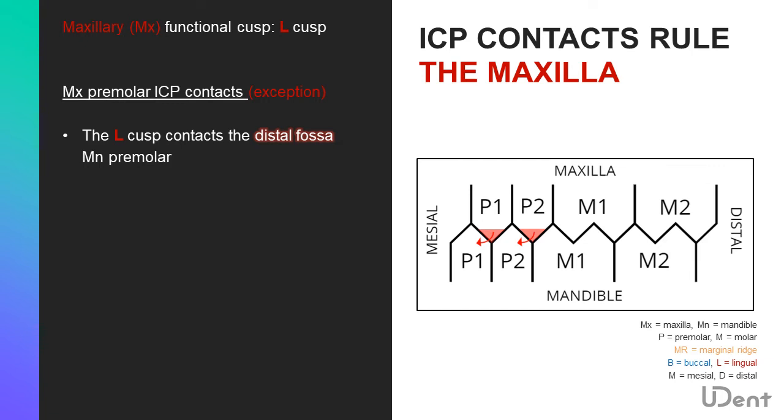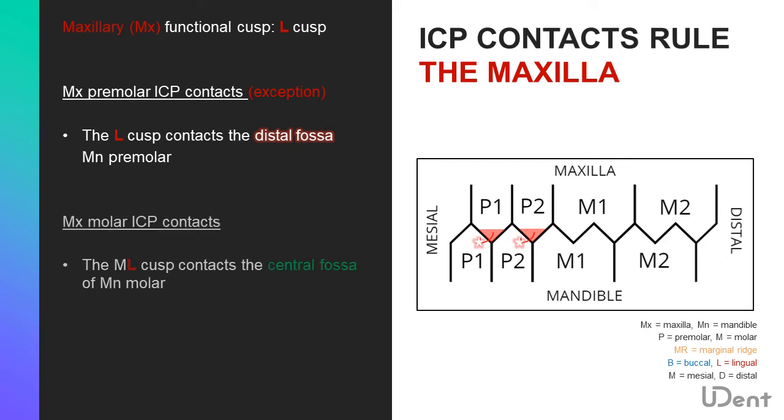For the maxillary premolar contacts, the lingual cusp makes contacts with the distal fossa of the mandibular premolar. For the maxillary molar contacts, the mesial lingual cusp makes contacts with the central fossa of the mandibular molar, and the distal lingual cusp makes contacts with the marginal ridge of the mandibular molar. This pattern remains the same as the previous mandibular molar contacts.